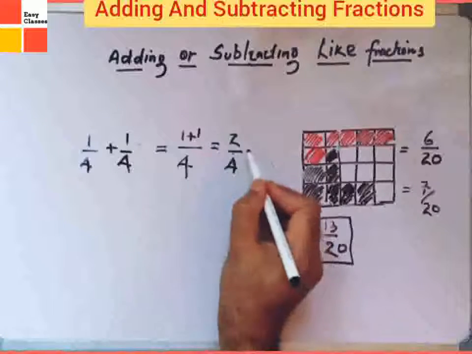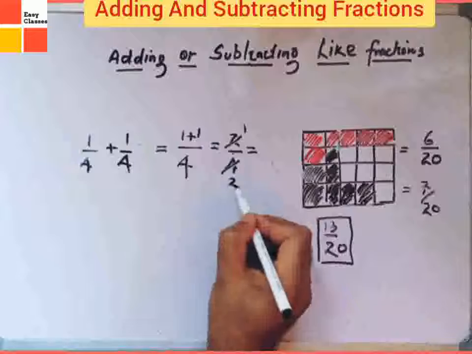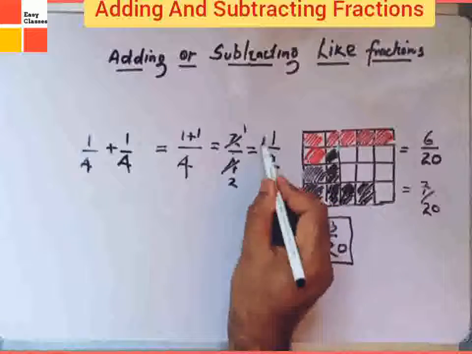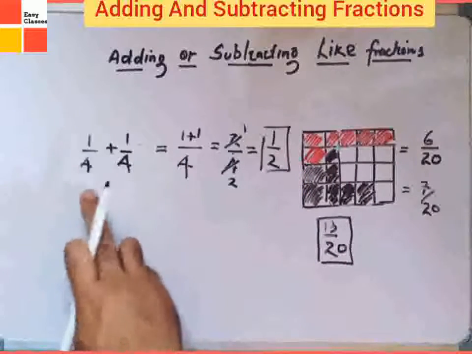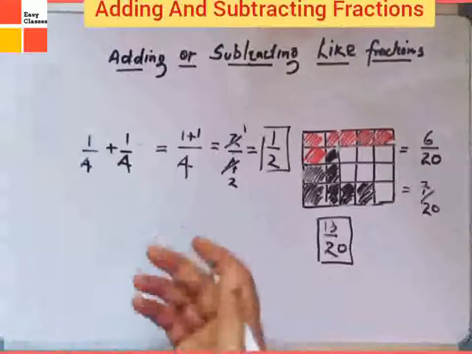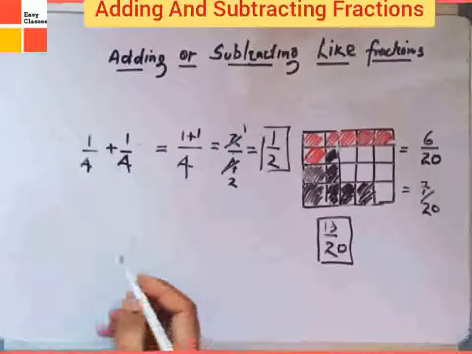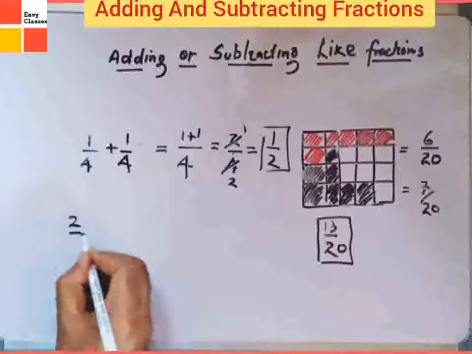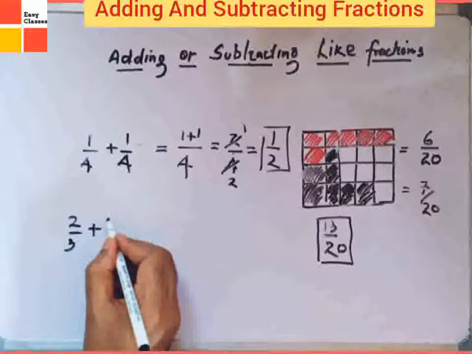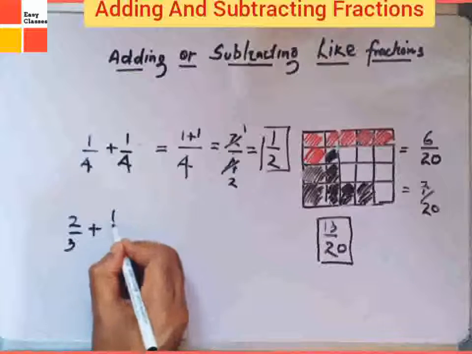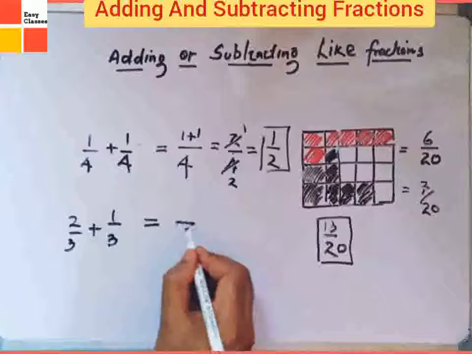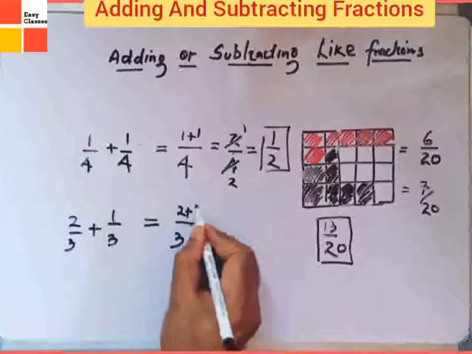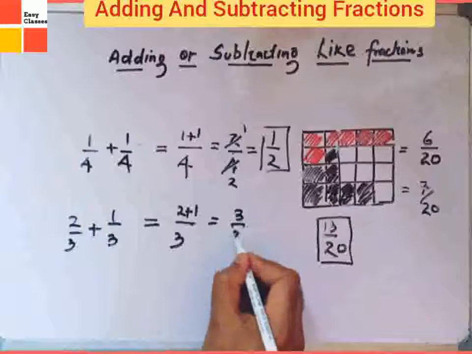You can reduce this to simplest form. 2 1s are 2, 2 2s are 4. That means divided by 2, that means 1 half. So while adding these like fractions, you take the denominators as a common item and add the numerators. So for example, there is an example: 2 over 3 plus 1 over 3, that is equal to 3 as common item, 2 plus 1, that is equal to 3 by 3.